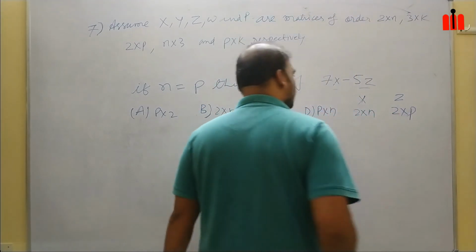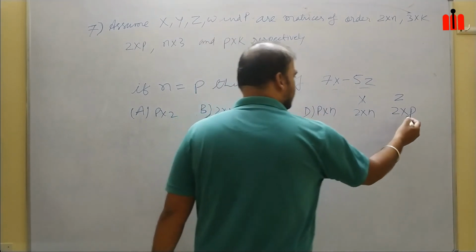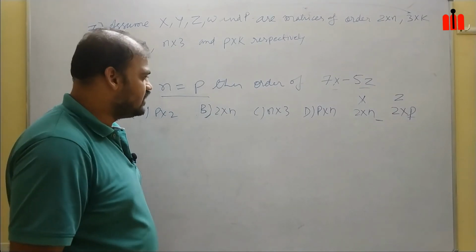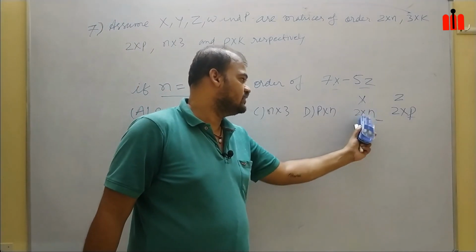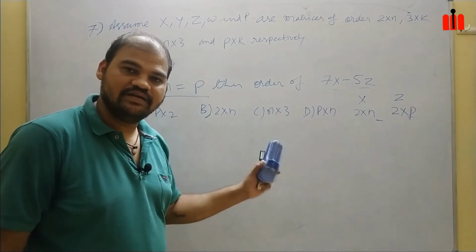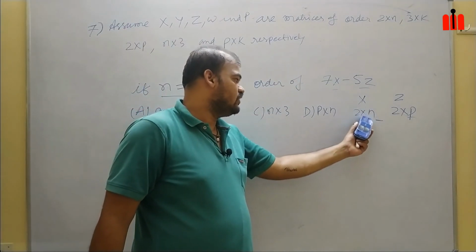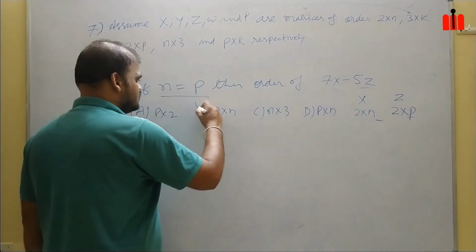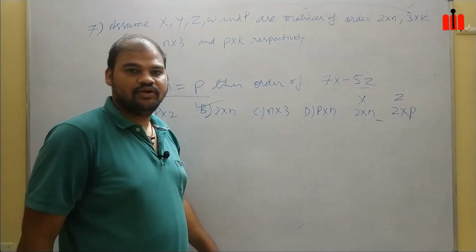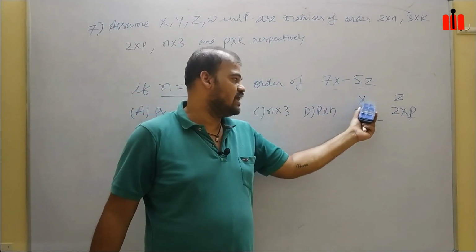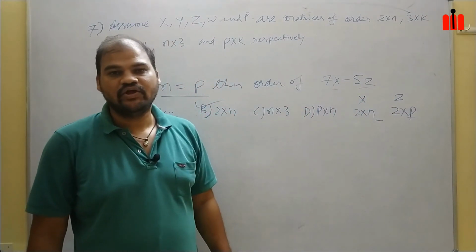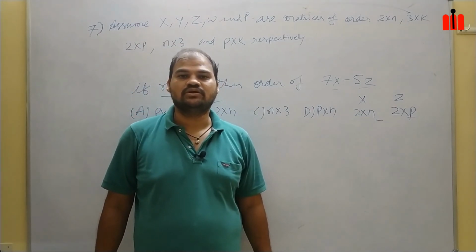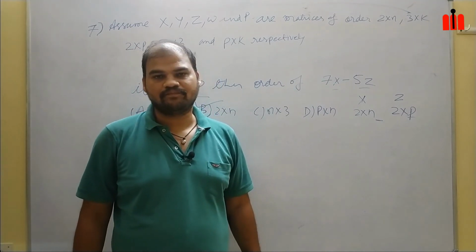Now here they are telling us P and N are the same, right? That is what the question statement says. So the orders of X and Z will be the same. So it will be 2 cross N or 2 cross P. So let's see which is the answer. This is the answer, 2 cross N. Okay, because 7X minus 5Z will have the same order as X and Z. Okay, understood this? Now this completes workshop session 3.